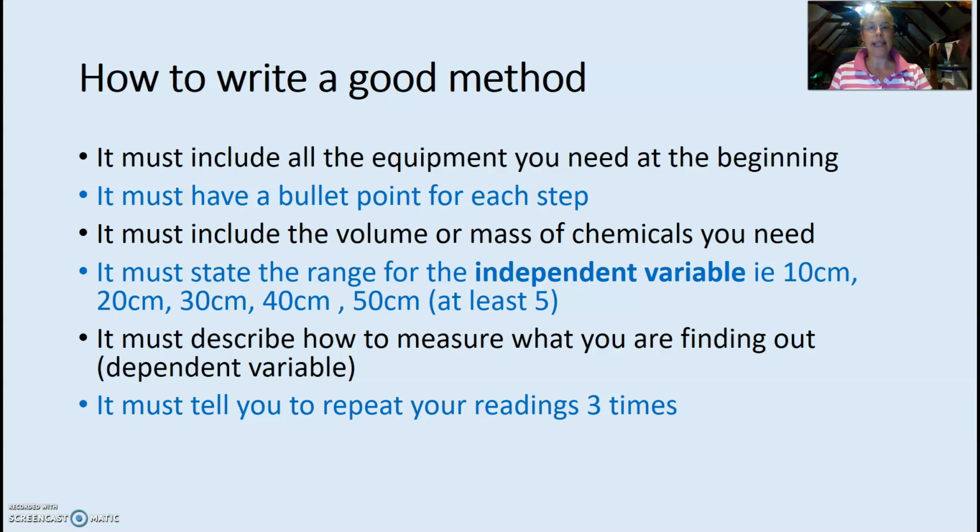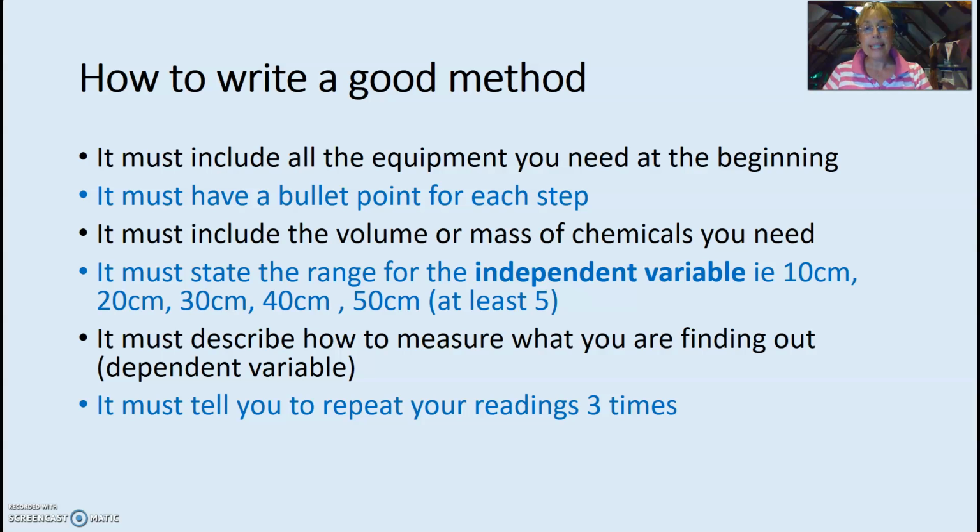And it's always a good idea in your method to say that you need to repeat your readings 3 times, because the more we repeat it, the more reliable they are. If we suddenly get an odd result, then we know that something has gone wrong. Now, if we only did the experiment once and that one result was odd, we would be basing our whole conclusion on that odd result. So by repeating it, we can see if we get any odd or anomalous results, which means that we need to either repeat it or we need to not count that odd or anomalous result.